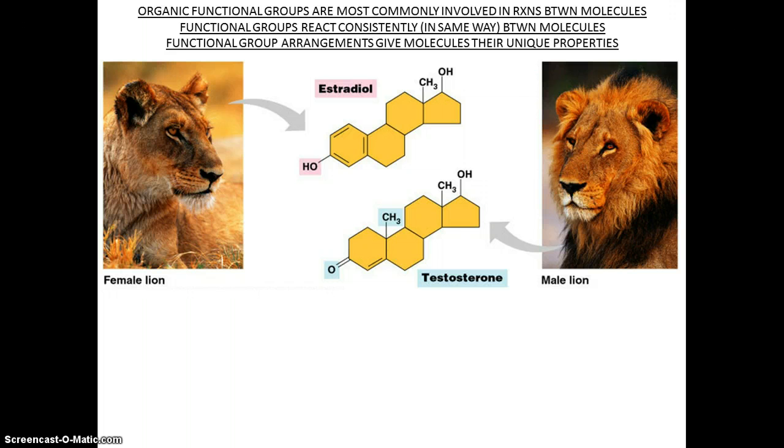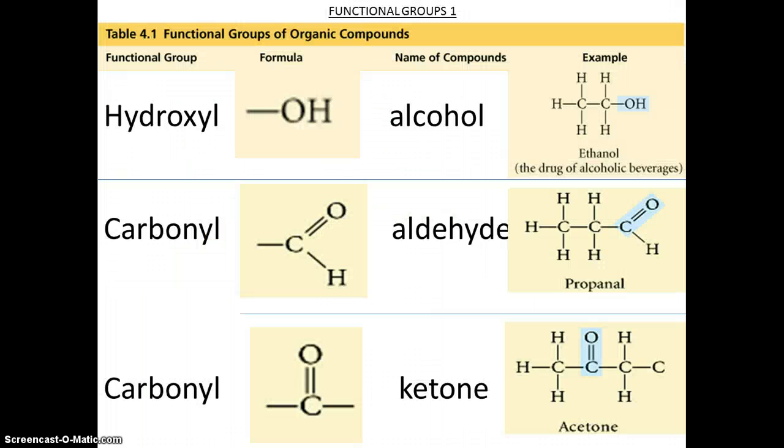So if you look at these two molecules, you have testosterone and estradiol. And if you look at the structure, they're very similar and they have different functional groups. And yet each one of these has a unique property, which gives the estradiol the female, known as the female hormone, and the testosterone is the male hormone. So very similar molecules, but different functional groups, which gives these molecules their unique properties.